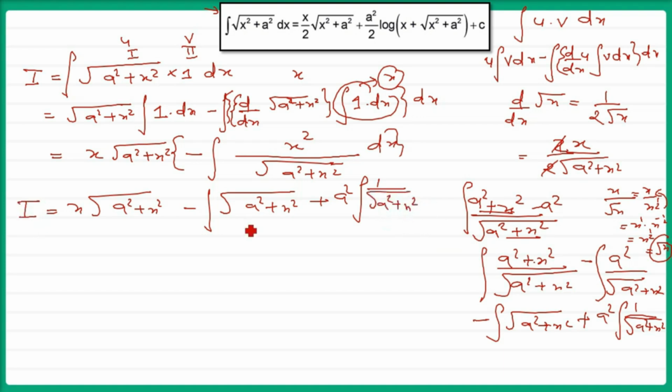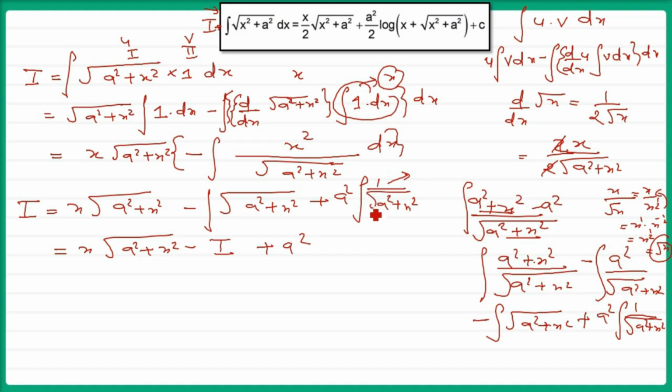Now what do you see here? This under root a square plus x square integral is what we have started. This is I only. And what about this one, a square? Let's write the first term first, then I'll tell you about the last one. x under root a square plus x square is already there. Minus I will take on the left hand side. A square is outside. 1 by under root a square plus x square has a direct result.